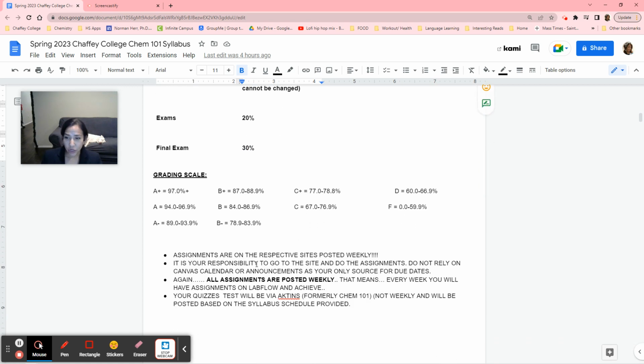This is our grading scale. Now, I don't curve in the class, and the reason I don't curve in the class is because your grading scale is already curved. So if we look at the grading scale, anything below a 60 is an F. 60 to 66.9 is a D. So in order to get a C in the course, you need a 67%. If you get a 67.0, you'll get a C in the course.